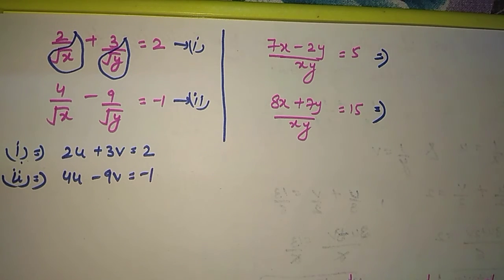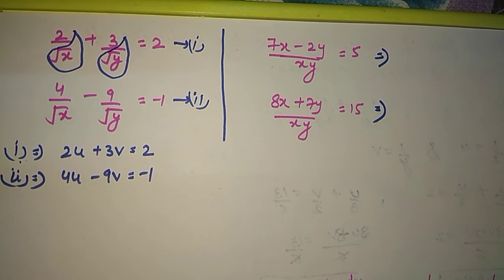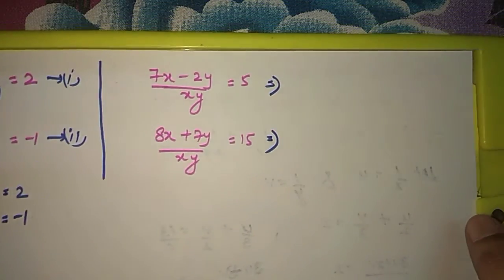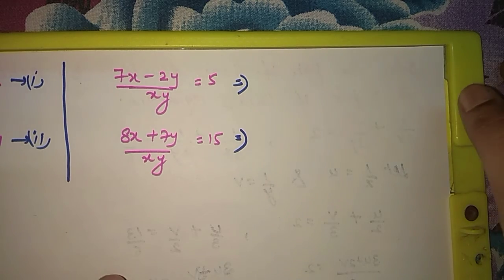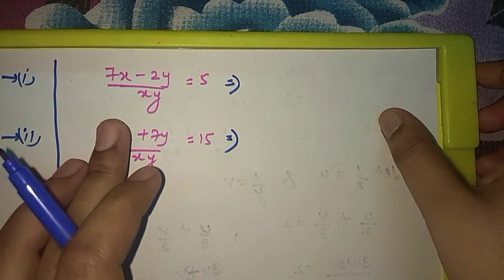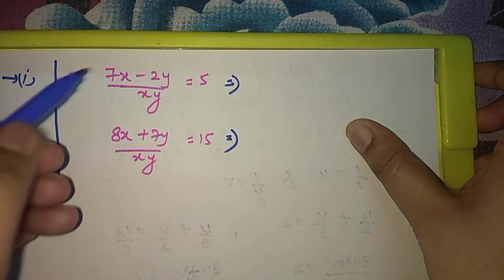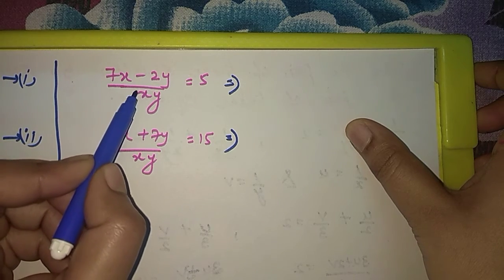Now we can solve it by any method: elimination, substitution or cross multiplication, and on solving we can get our required variables. So let's see the next one. Here, in this we have to separate this xy.